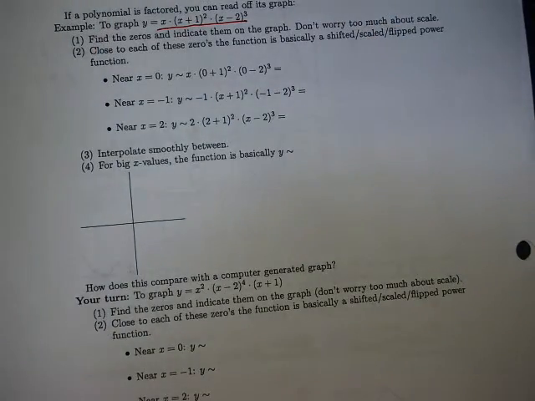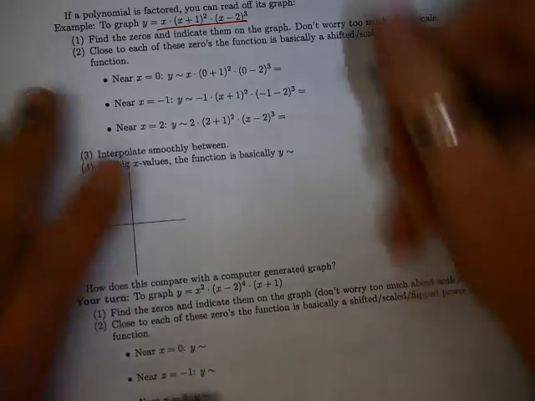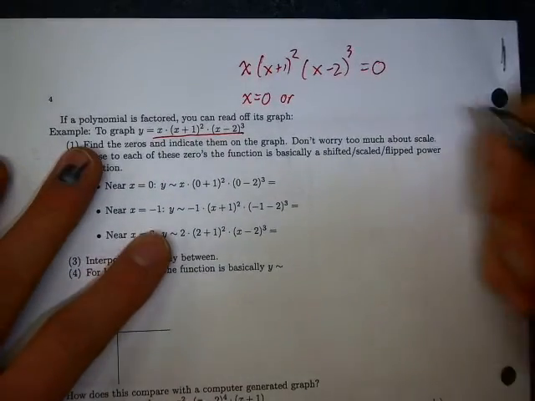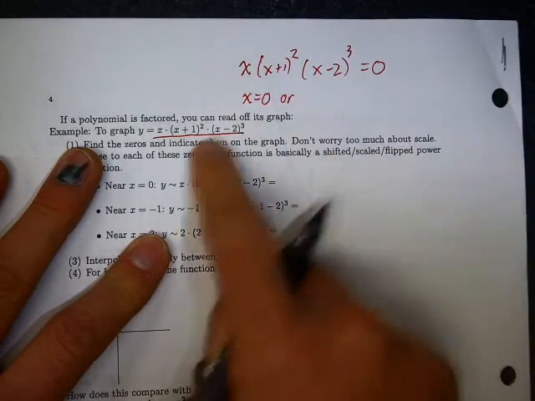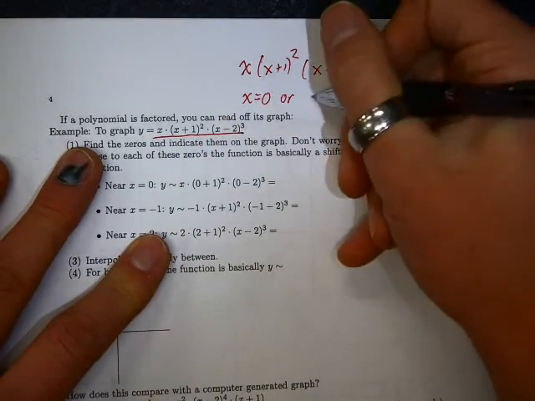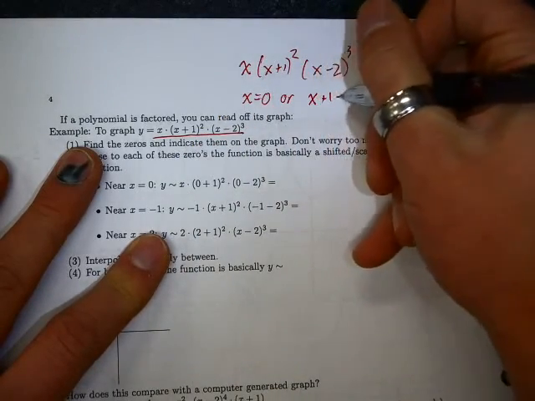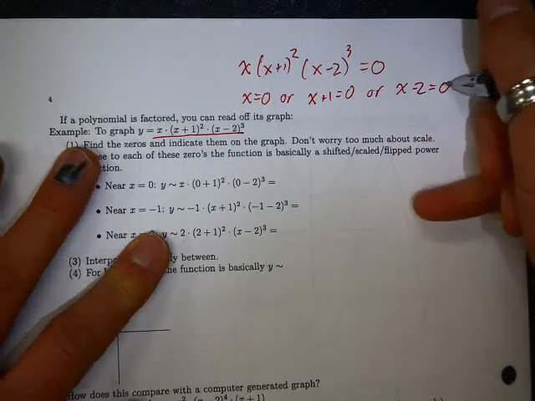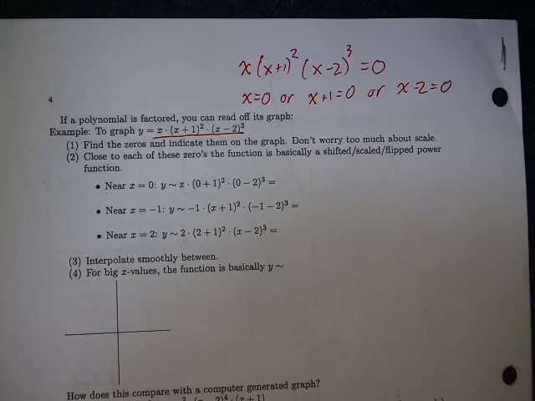The only way a product can be 0 is if one of the things is 0. So the only way this polynomial can be 0 is if x is equal to 0, or x plus 1 is equal to 0, or x minus 2 equals 0. So what are all of the zeros of this polynomial? 0, -1, and 2.